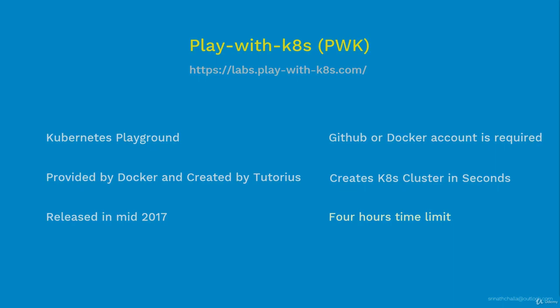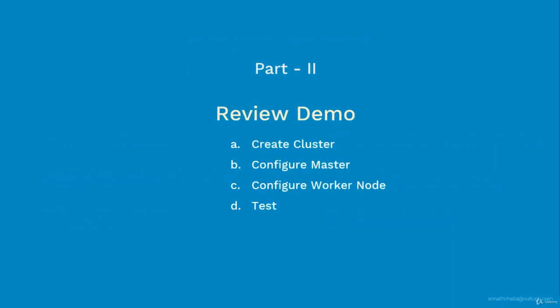Now moving on to part 2. In this part 2, we will create a Kubernetes cluster by adding nodes on the Play with K8s website. Then we will configure one of the nodes as the Kubernetes master. After that, we will configure the remaining nodes as Kubernetes worker nodes and then join them to the Kubernetes master, and thus form the cluster. Finally, we'll deploy a sample application to make sure everything is working as expected.